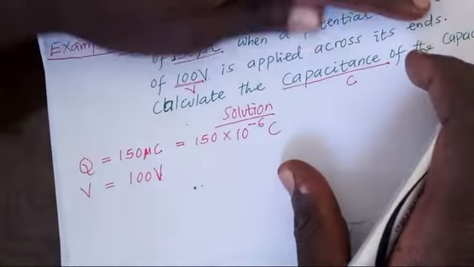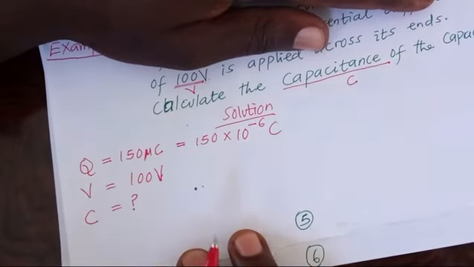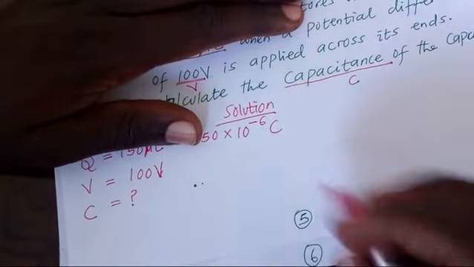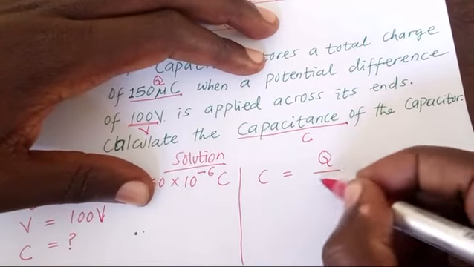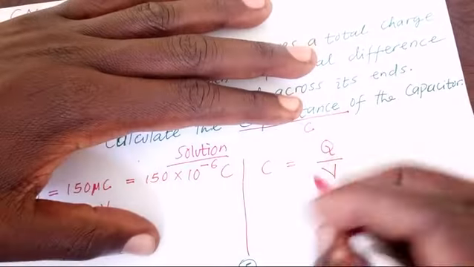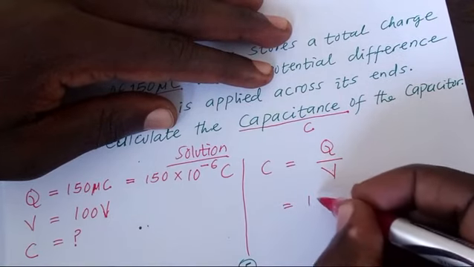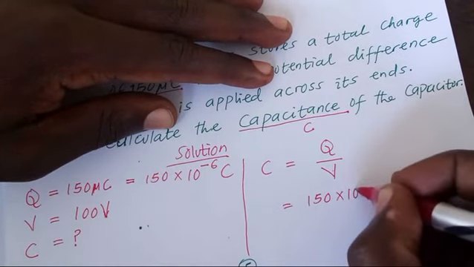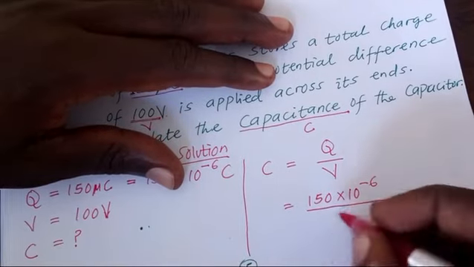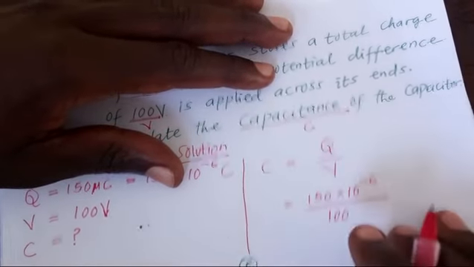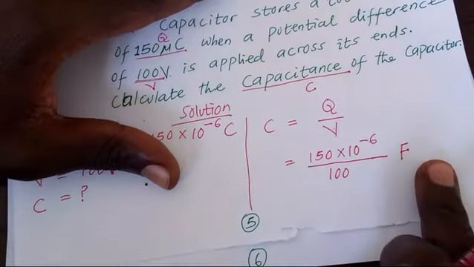We may wish to write that C is equal to question mark, meaning that this is our target variable. The formula is C is equal to Q upon V. That's equation 1. After writing the formula, we make substitution. Our Q is 150 times 10 raised to the power of minus 6, divided by our V, which is 100. And remember the capacitance of a capacitor is measured in farad. Once you make the substitution, remember the unit is farad.